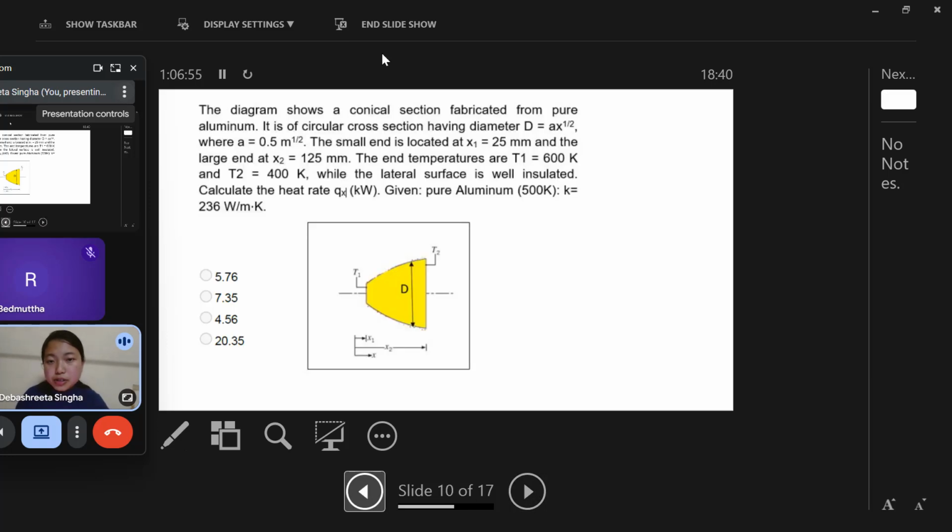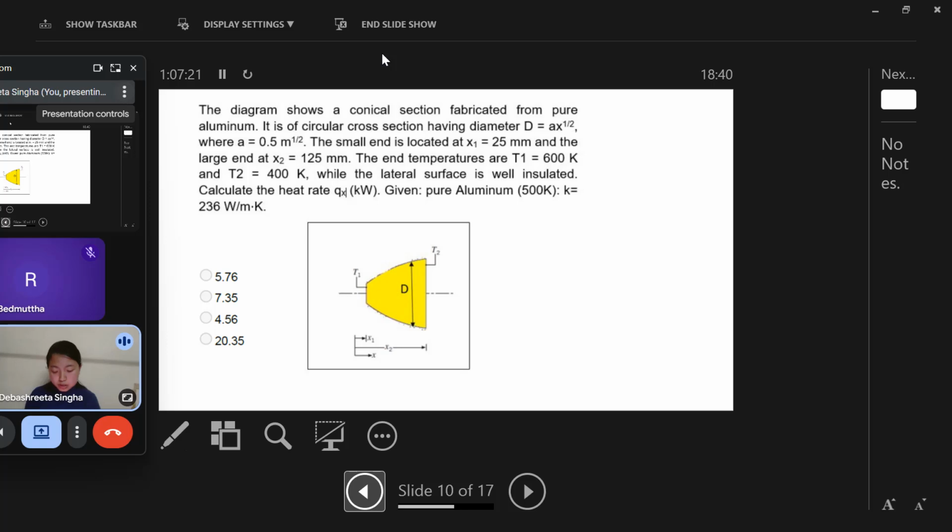this is just some arbitrary conical section. The diagram shows a conical section fabricated from pure aluminium. It is of circular cross section. They have not shown the cross section; they have given a side view. This cross section has a diameter of d equal to a x to the power half, where a is equal to 0.5 meter to the power half.